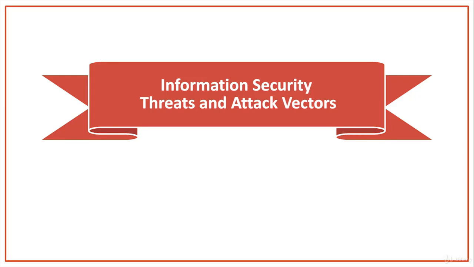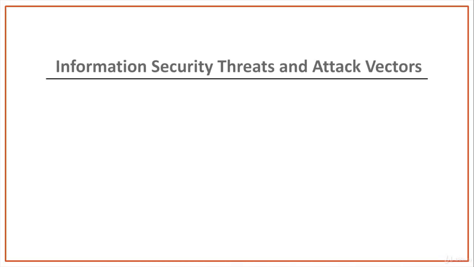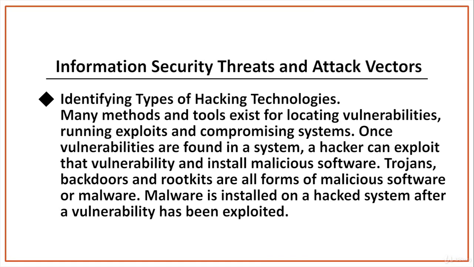Information security, threats, and attack vectors. Identifying types of hacking technologies. Many methods and tools exist for locating vulnerabilities, running exploits, and compromising systems. Once vulnerabilities are found in a system, a hacker can exploit that vulnerability and install malicious software.